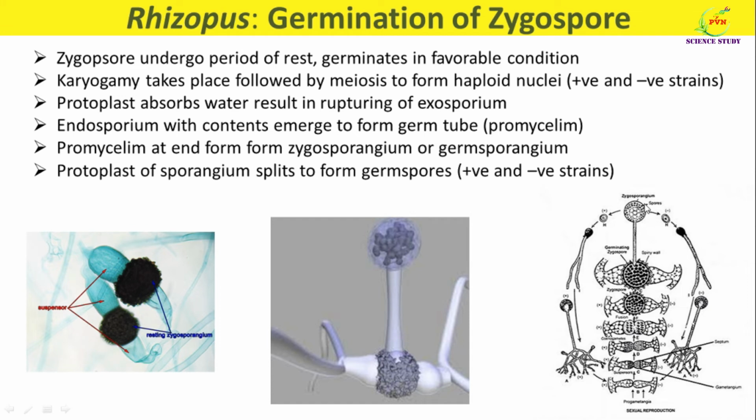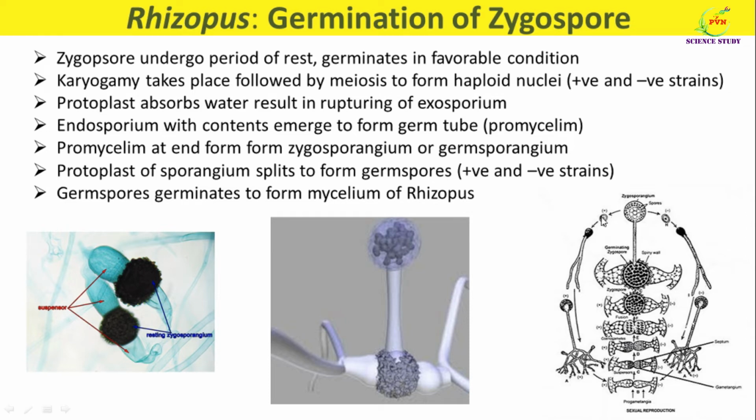The protoplast of the sporangium splits to form a number of spores called germ spores, and they are of plus as well as minus strains. So here you can see the plus strain, and this is the minus strain. The wall of the zygosporangium ruptures and all the spores are liberated outside. When the germ spores fall on a suitable medium, they germinate to form a new mycelium of plus strain as well as another mycelium of minus strain.